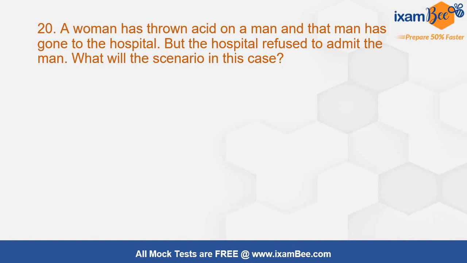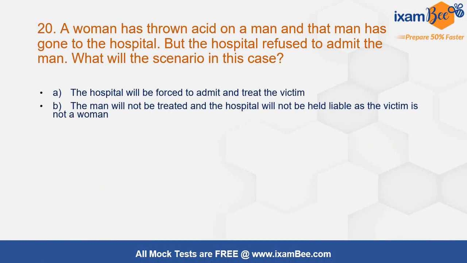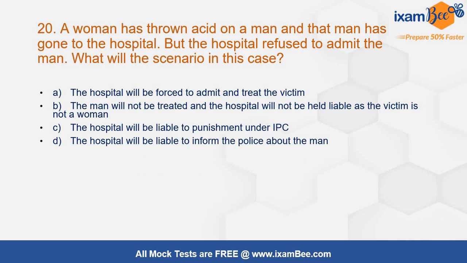A woman has thrown acid on a man and that man has gone to the hospital, but the hospital has refused to admit the man. Then what will be the scenario in this case? Hospital will be forced to admit and treat the victim. Man will not be treated. Hospital will not be liable, as the victim is not a woman. Hospital will be liable to punishment under IPC. Hospital will be liable to inform police about the man. All of the above are correct. Answer is C. Hospital will be liable to punishment under IPC.